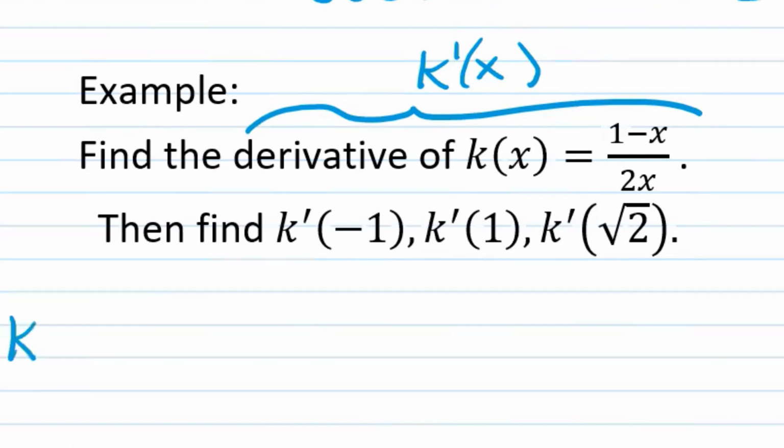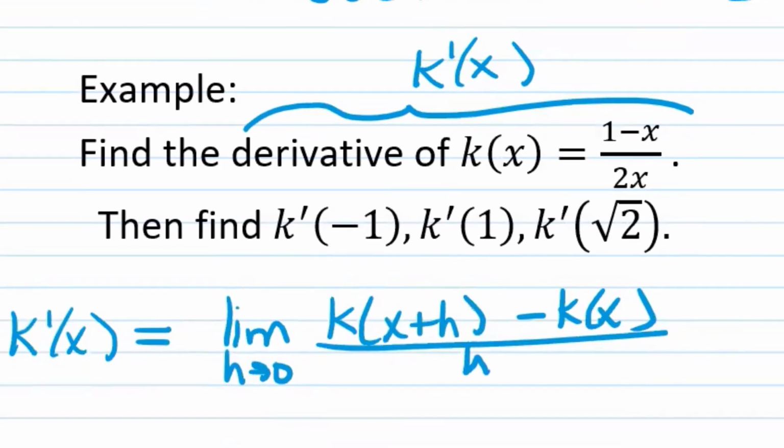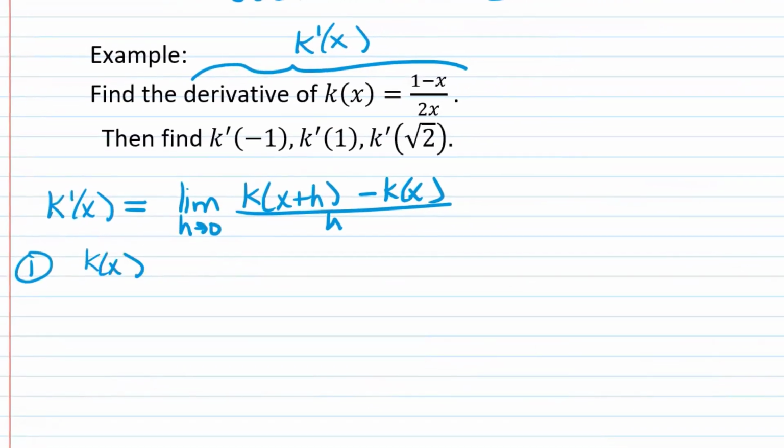So first, k prime of x is going to be the limit as h goes to 0 of k of x plus h minus k of x divided by h. So we're going to work through our process here. K of x, we were told, is 1 minus x over 2x. Step 2, we're going to find k of x plus h. Let me give you a minute to figure out k of x plus h at home. I want to make sure everybody's doing this correctly.